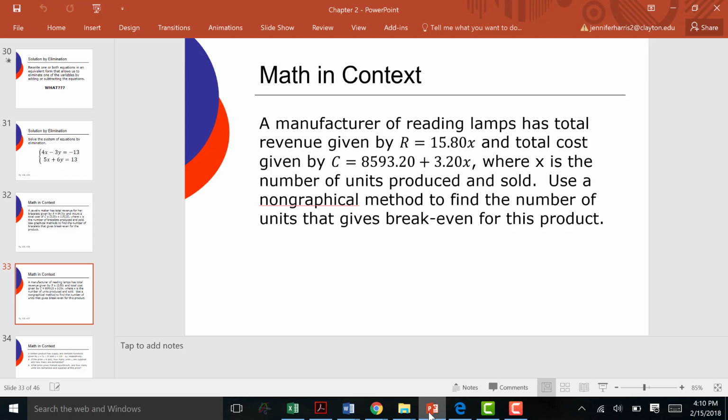What did they ask us to find? Find the number of units. The number of units. Do I want dollars or units? Units. I want units, so am I good with that answer right there? Yes. Is this units or dollars? This is units. This is how many reading lamps you sold. Those are units.